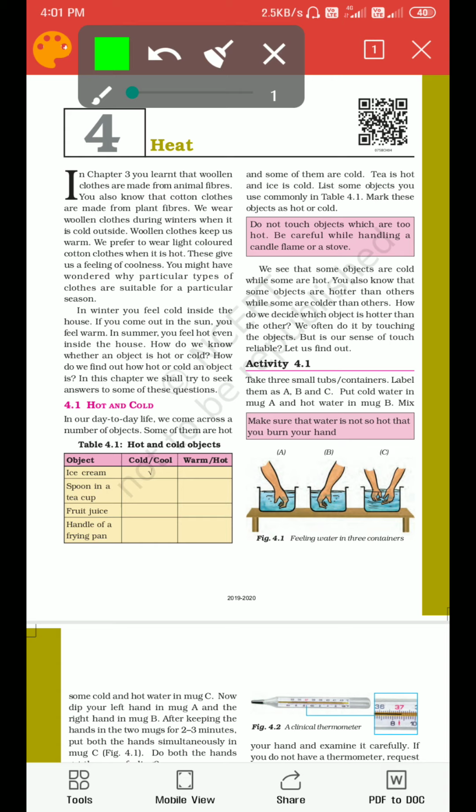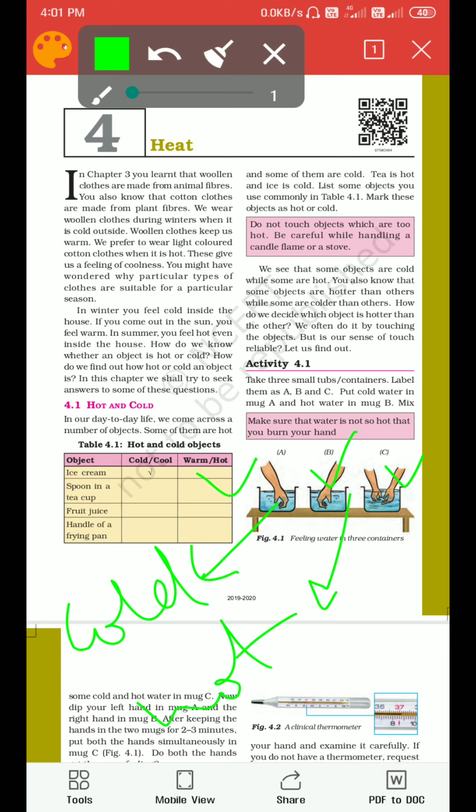You have to take three bowls. Okay, bowl A, bowl B and bowl C. In bowl A you have to take cold water. In bowl B you have to take hot water. But students, be careful. The water should not be very hot, otherwise you will suffer some kind of problem. Okay, and in bowl C you have to take moderate water. Moderate water means it should not be very cold or very hot, normal water you can say.